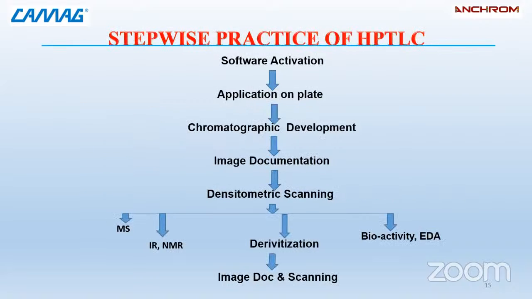Now we will see how HPTLC is carried out. My first step will be sample preparation. After that, application on the plate. Once application is complete, you are supposed to develop your sample in a suitable mobile phase. Then you can go for image documentation, and after that densitometric scanning. Scanning is a non-destructive technique. After that, you can go for other characterization studies like MS, IR, NMR, or you can go for derivatization. And after derivatization, again, you are supposed to take images and you can go for scanning.